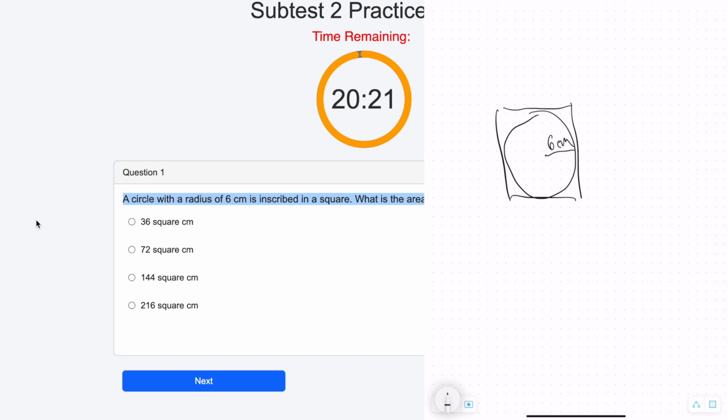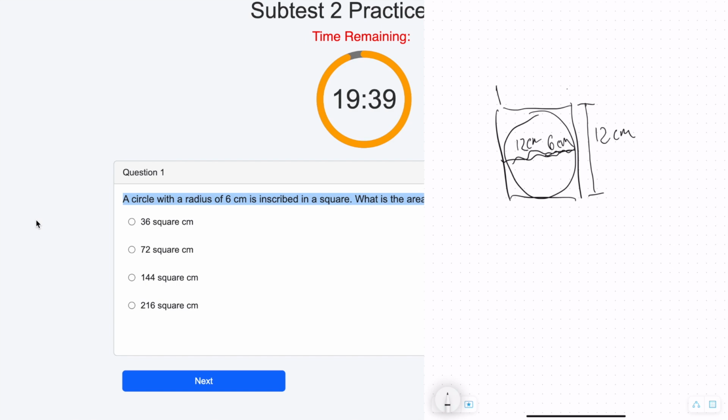So in order to solve this problem of finding the area of the square in which a circle with a radius of 6 centimeters is inscribed, what we first want to do is we need to have an understanding of the relationship between this circle and the square. So in this scenario, the circle's diameter equals the square's side length, and that's because the circle is inscribed. So we know that the diameter is 6 times 2, which is 12, so the diameter is 12 centimeters. So we can see that the length of the square is also going to be 12 centimeters.